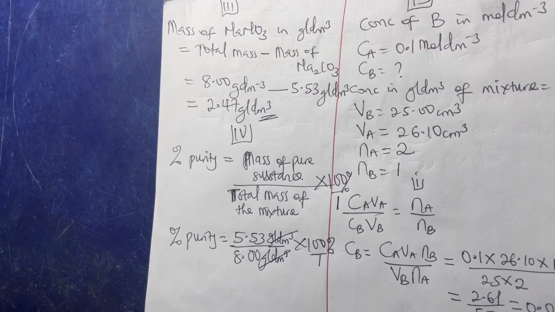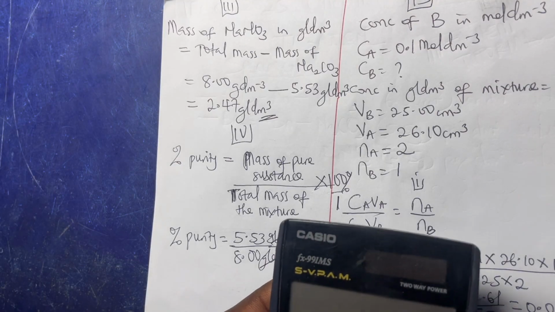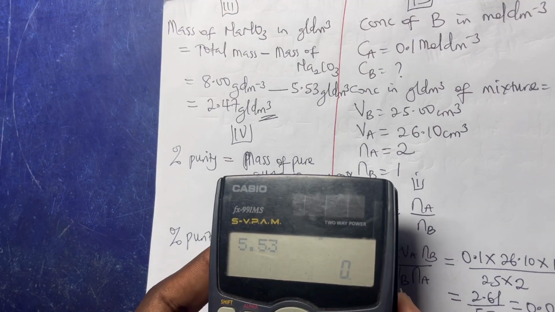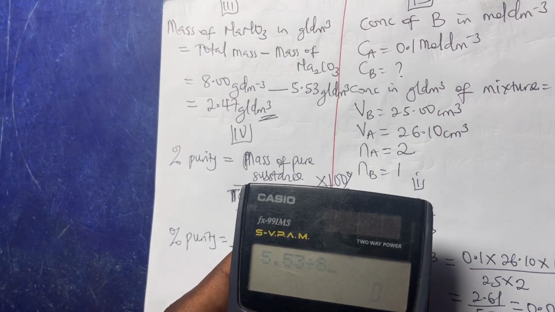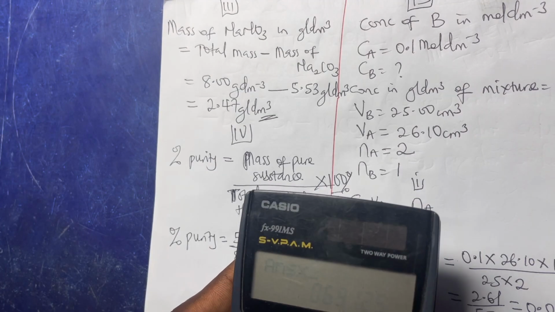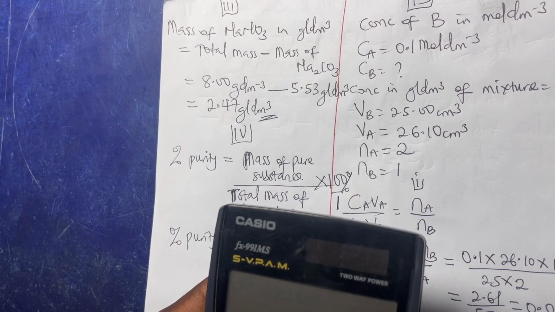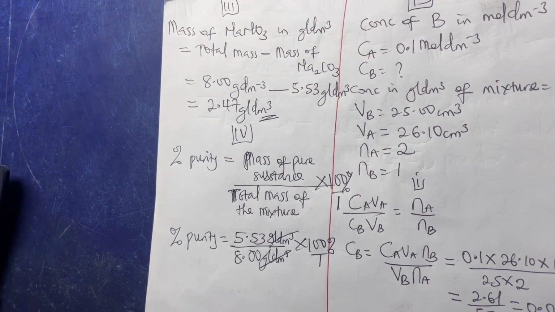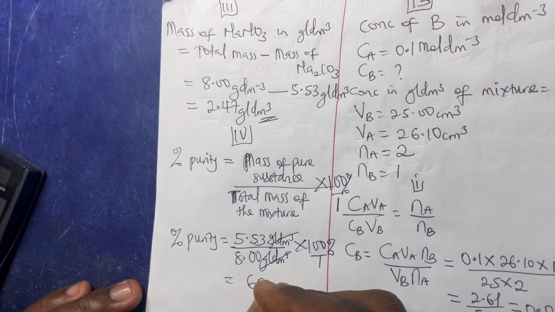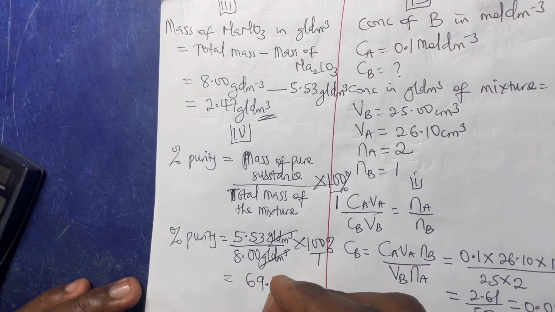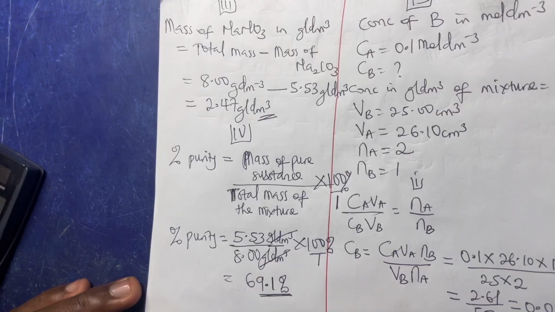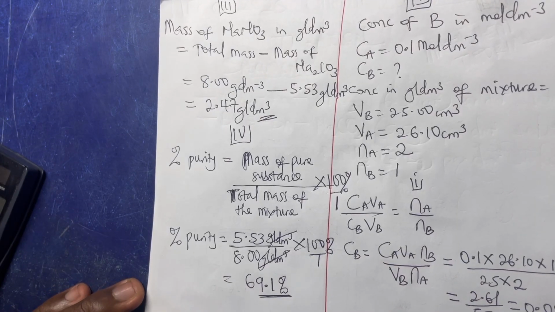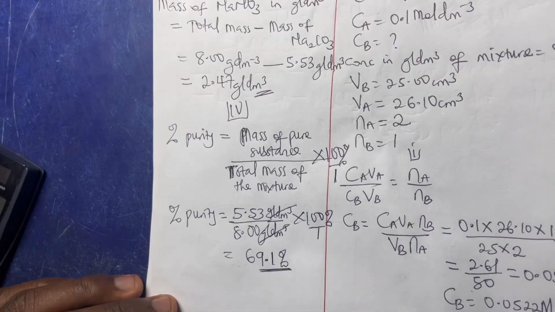I'm left with 5.53 divided by 8.00 times 100, and that gives me 69.125. So let me just leave it at 69.1%. So the percentage purity is 69.1%. So that's for the IV.